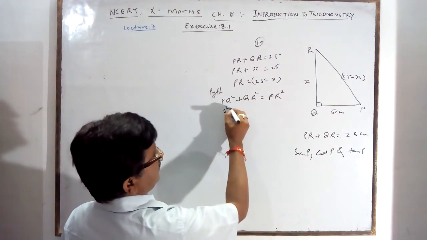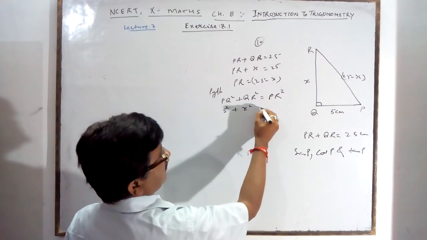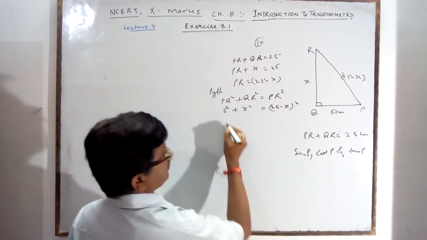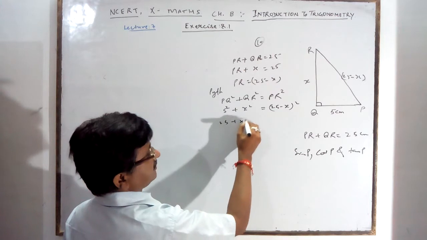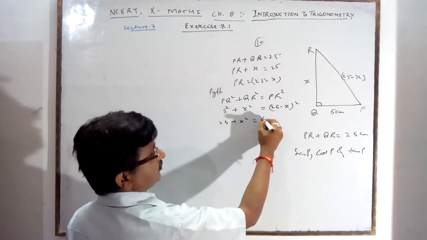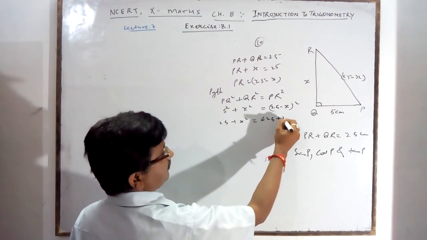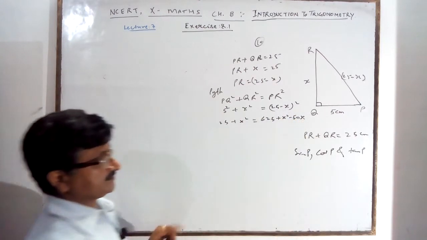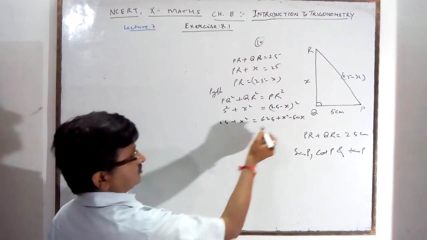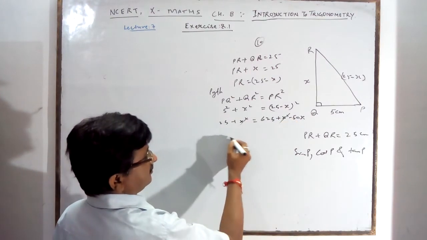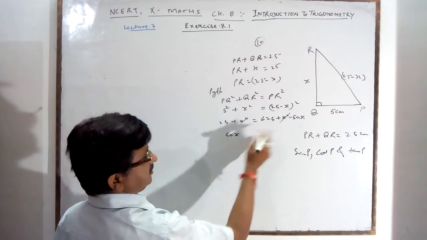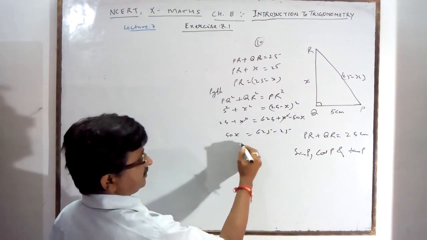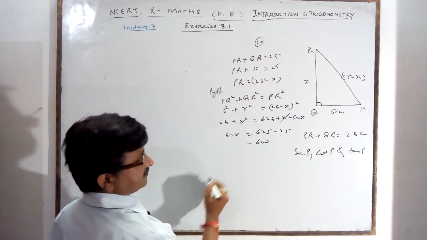So 5 square plus X square is equal to 25 minus X whole square. So apply (A minus B) whole square: 625 plus X square minus 2AB. 2AB means 50X. So X square cancels on both sides. What will you get? 50X, this side you take plus, and 625 minus 25, then it will be 600.